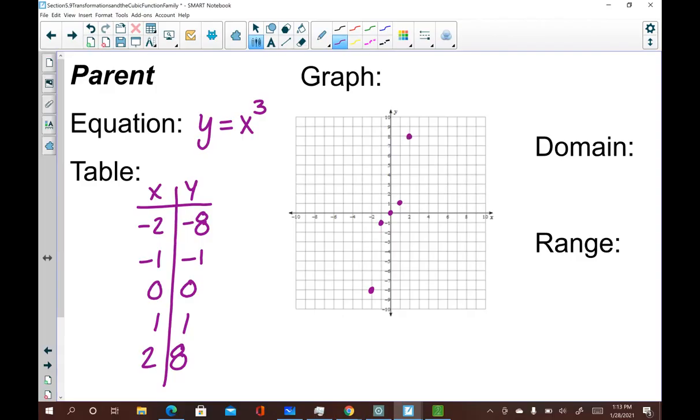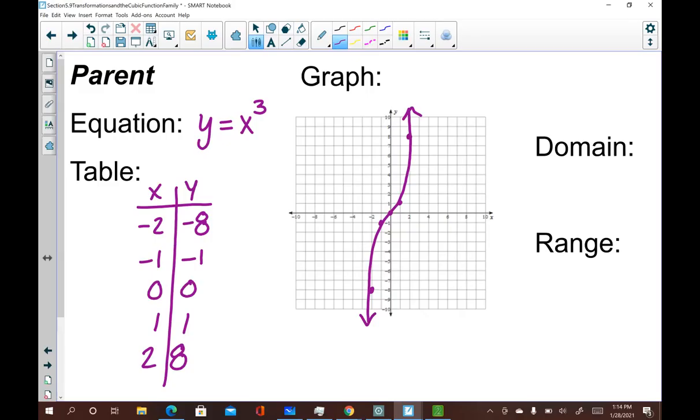We always want to try to get 5 points on our parent graph or on any graph of a cubic function because it helps us get the shape of a cubic function. If we only have the 3 middle points, we're kind of tempted to draw a straight line through it, which is not what the cubic graph should look like. So we always encourage 5, but you'll see in these types of problems, sometimes 5 points on a graph is kind of unreasonable, so we have to do a little bit of adjusting.